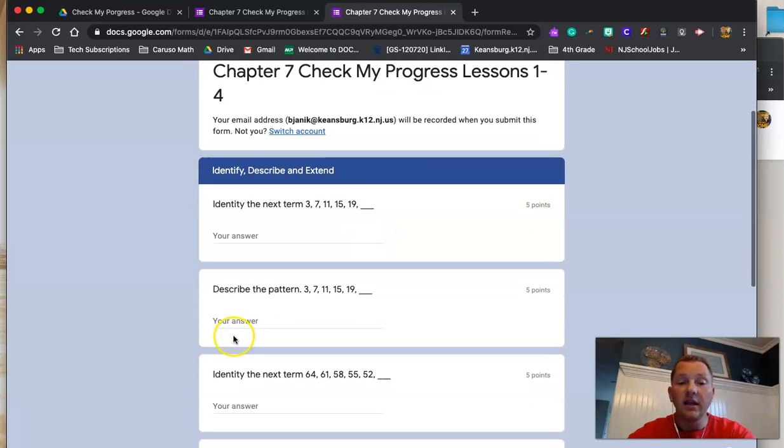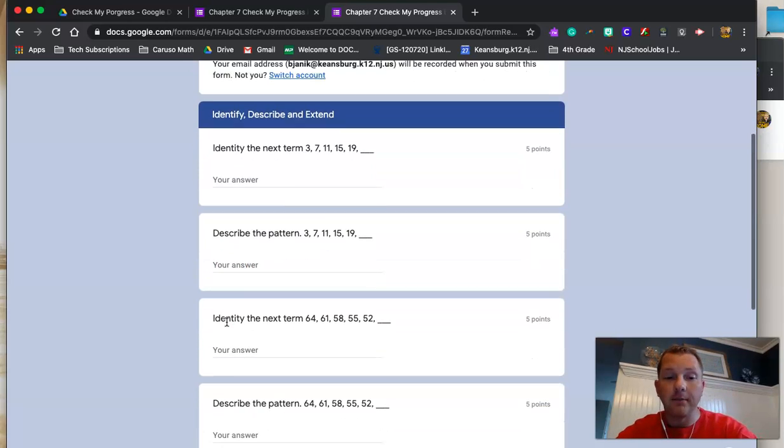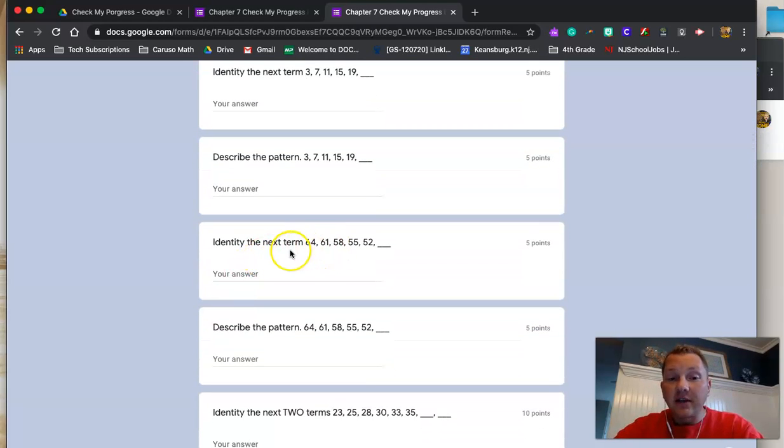And it's the same pattern, but this one you're going to tell me what the rule is. What's the pattern? Is it add 2, subtract 3, divide by 5, multiply by 4, whatever it is, that's what you're going to write here.